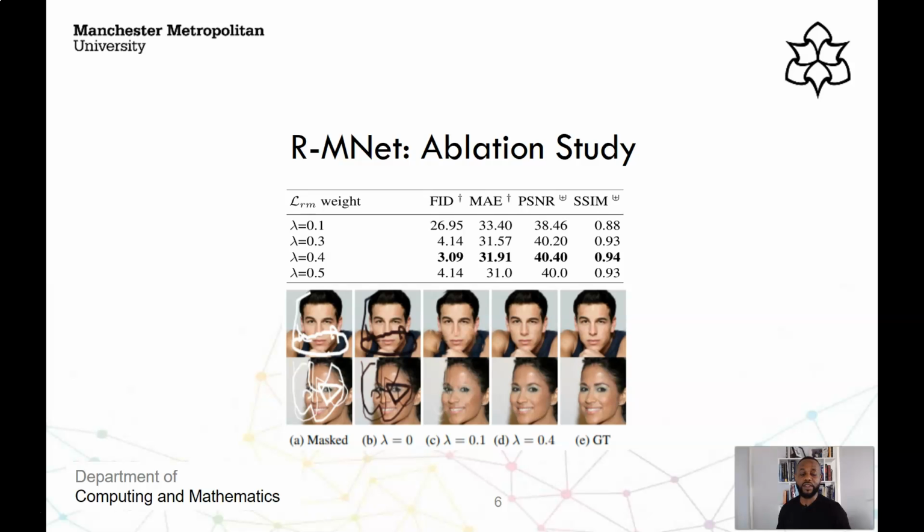To show the effectiveness of our reverse mask loss combined with the reverse mask mechanism, we conducted an ablation study. We applied different weight coefficients between 0 and 1 and obtained the results in the table and the figure. To blend the predicted pixels with the entire image, we started by giving a very small value of lambda. We noticed a poor performance visually.